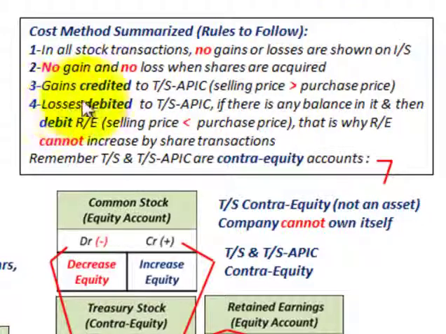And then 4 here, losses are debited to treasury stock additional paid-in capital if there is any balance in it. And then you debit retained earnings for the balancing amount here that would be required that we went over here. And this is where the selling price here is less than the purchase price. And that is why retained earnings cannot increase by any share transactions. Retained earnings can never increase, and that's the rule here. And then we have to remember here that treasury stock and the treasury stock's additional paid-in capital are contra-equity accounts, and we're going to go through those here in a little bit of detail.